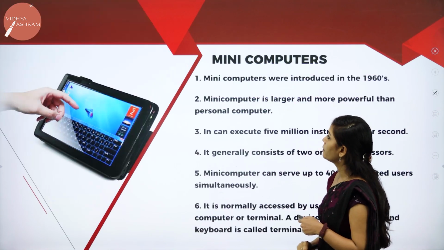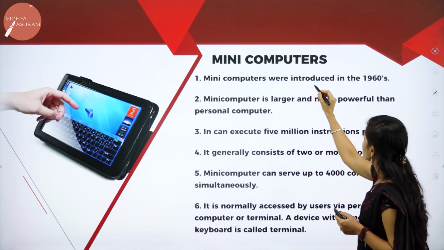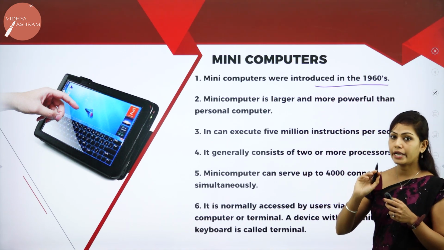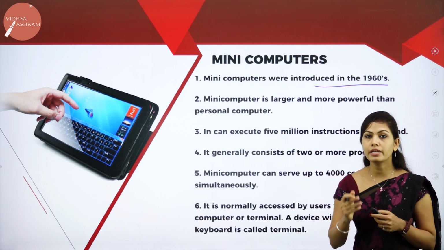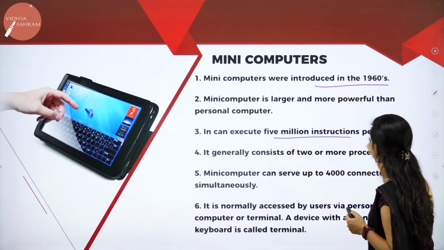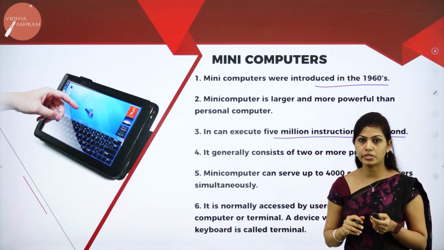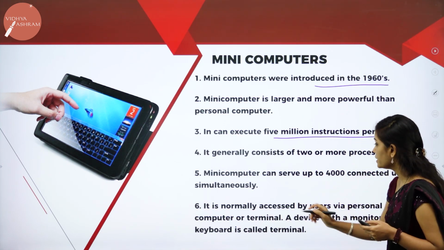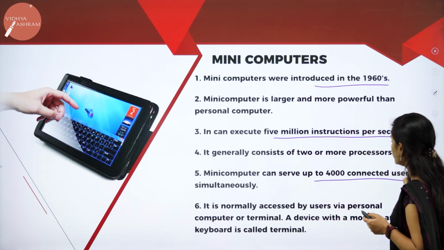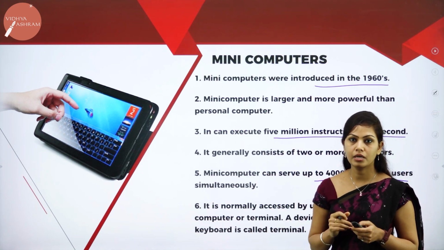Next we have minicomputers. What is a minicomputer? Minicomputers were introduced in the 1960s. A minicomputer is larger than a personal computer and executes 5 million instructions per second. It is faster than microcomputers. Minicomputers can simultaneously serve up to 4,000 connected users. So it is a very fast and reliable computer.